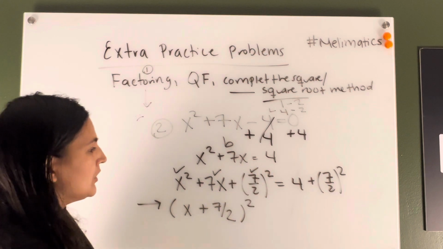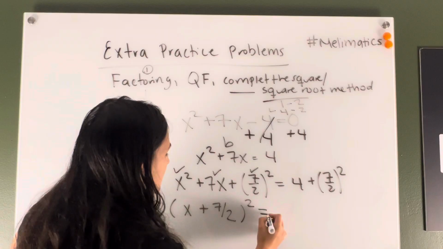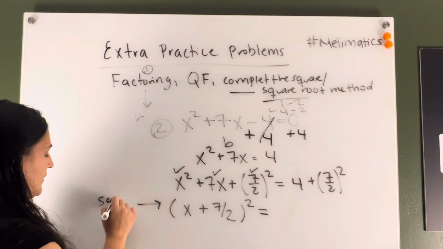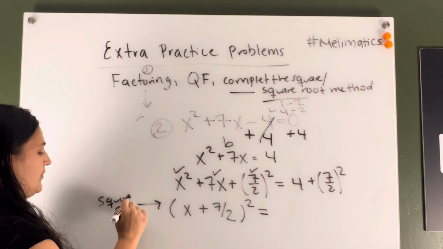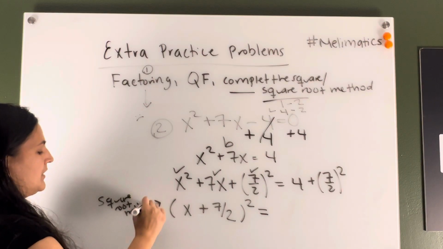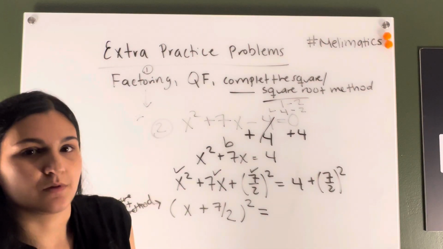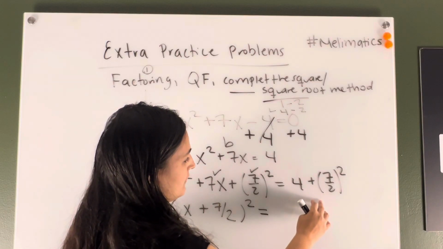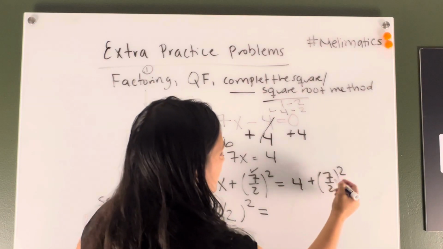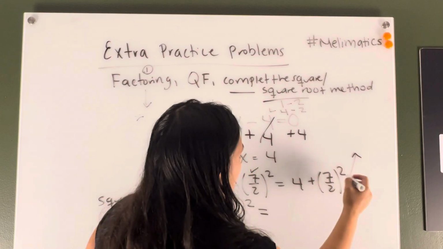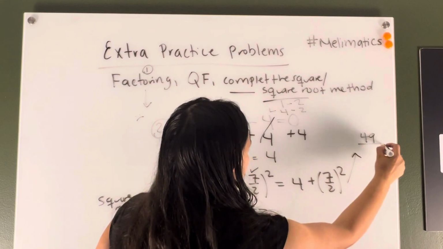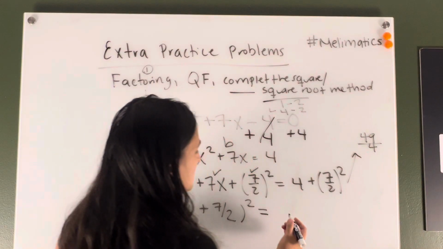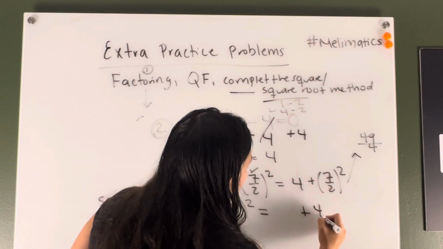So this is nice because this is the square root method, and I know how to solve the square root method. It's not difficult. It's just that the opposite of squaring is square rooting, right? But remember, what you do to one side, you have to do to the other. So we're going to add 7 over 2 squared to 4. So figure out what that is. 7 times 7 is 49, and 2 times 2 is 4, right? So in other words, this is 4 plus 49 over 4.